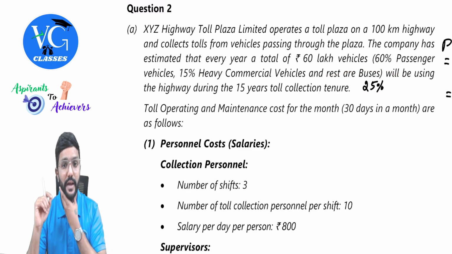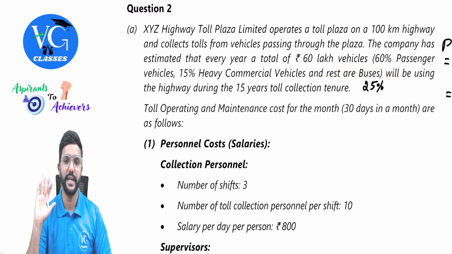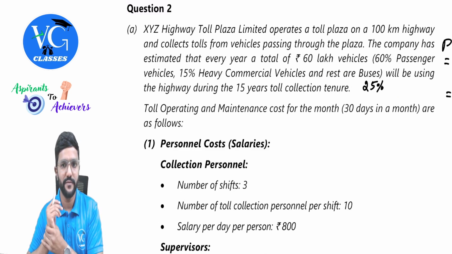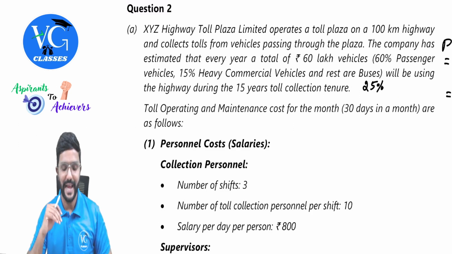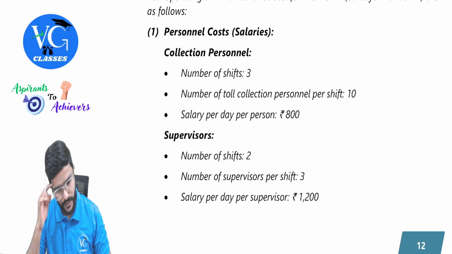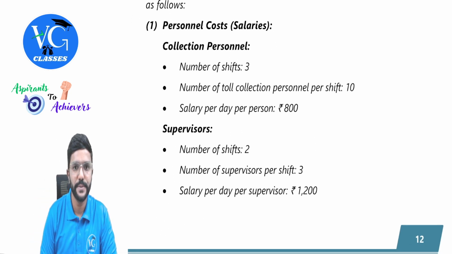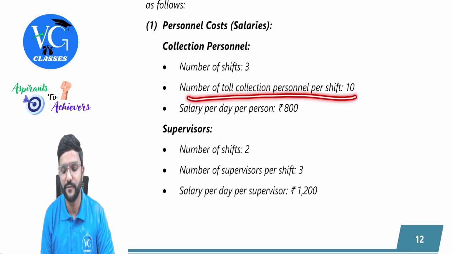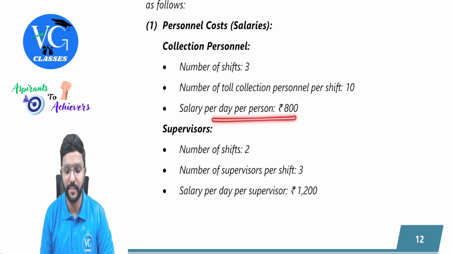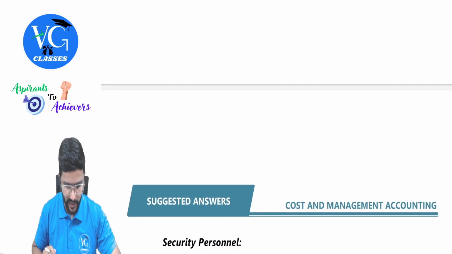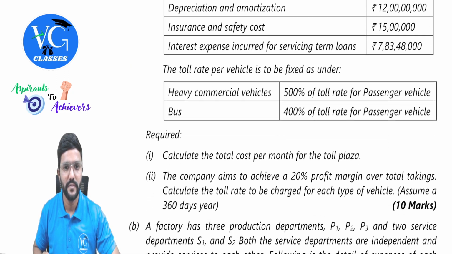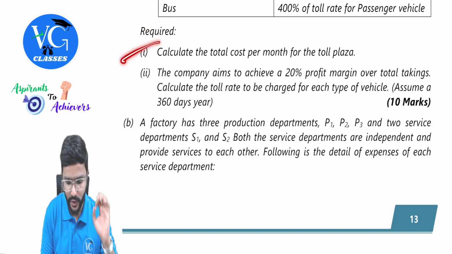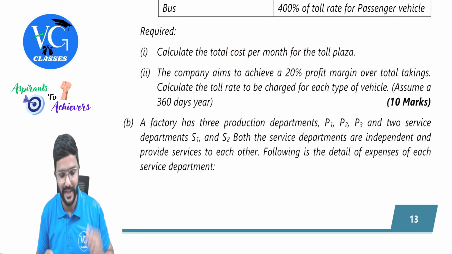They will be using the highway during the 15 years toll collection tenure. This is the total tenure of the toll. Toll operating and maintenance cost for the month, 30 days in a month, are as follows. Personnel cost, salaries, collection personnel: number of shifts 3, number of toll collection personnel per shift 10, salary per day per person 800. Just a minute, as the question is lengthy, better to read the requirement first. Calculate the total cost per month for the toll plaza.